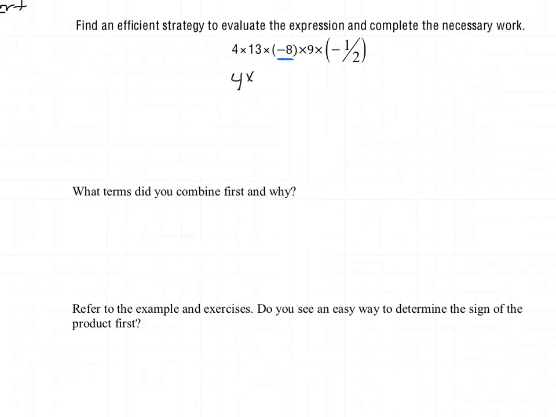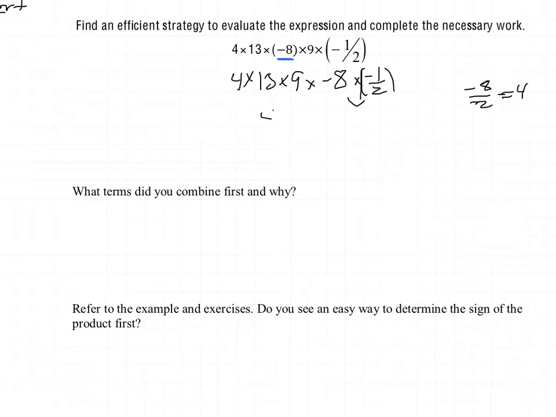So I have 4 times 13 times 9 times negative 8 times negative 1/2. And I'm doing that because this is going to give me a positive, but it's also going to give me the negative 8 over 2, negative 2, which equals positive 4. So that's going to give me a whole number. So I'm going to be dealing with only whole numbers after this. 4 times 13 times 9 times 4.